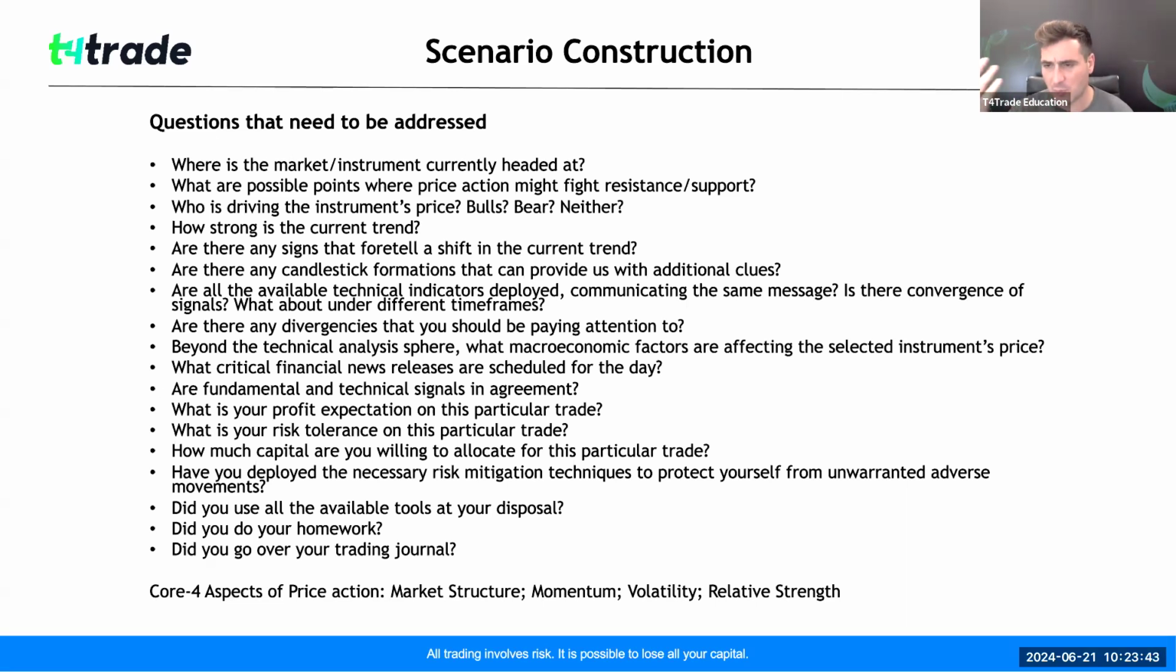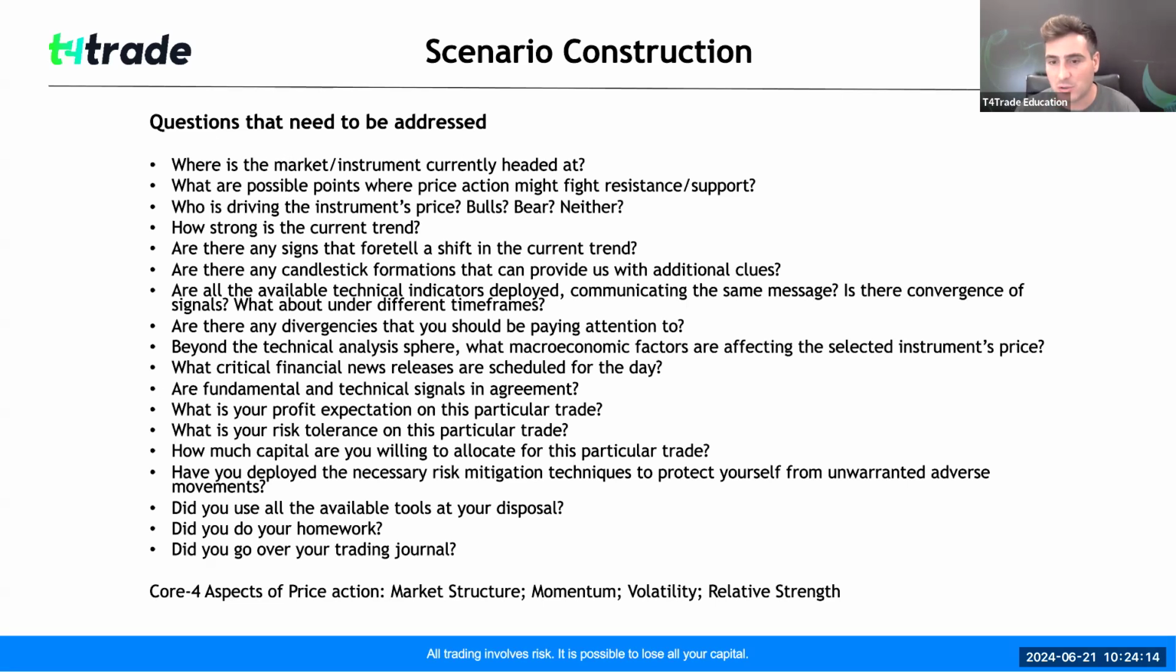So another question is, are there any major candlestick formations that provide us with additional clues? Did I spot, for example, a morning star on a chart? What are the implications there? It's going to be a shift in trend. Well, what else? Do I have, for example, a print of three black crows or three white soldiers? Hopefully you remember what that is. We've been over them in prior webinars.